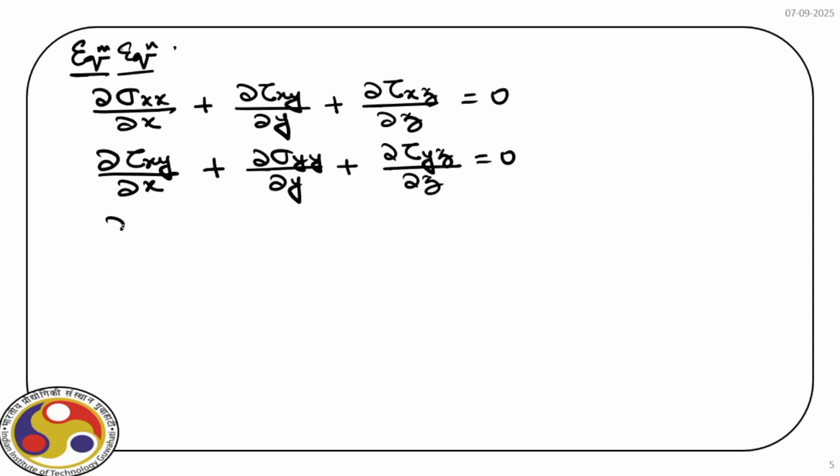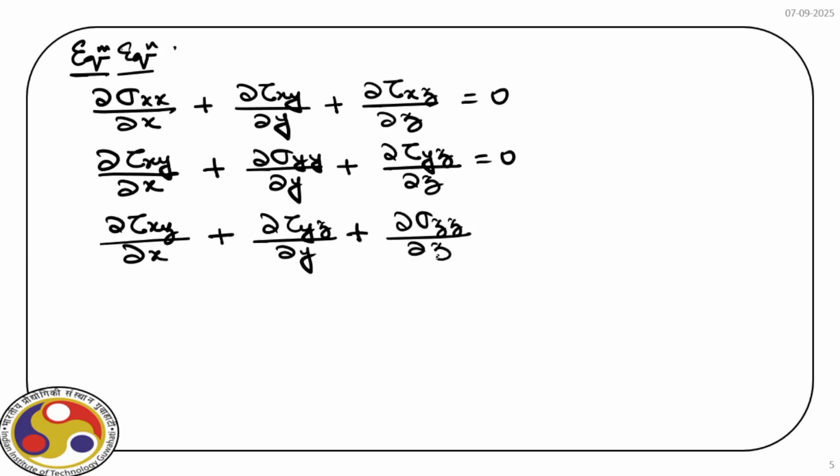And the last equation, tau xz differentiated with respect to x plus tau yz differentiated with respect to y plus sigma zz differentiated with respect to z is equal to 0. Now, recall we have just derived that sigma xx is 0, tau xy is 0.